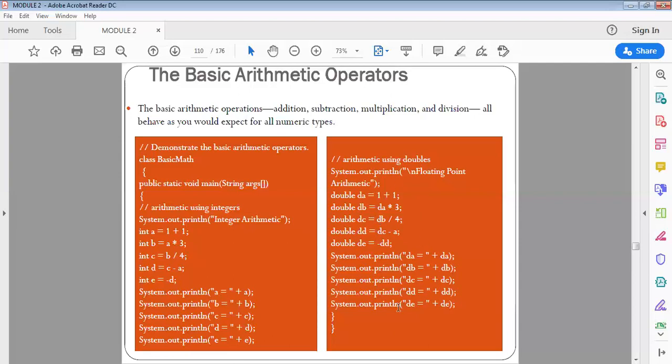Similarly, you are taking the same thing, but you are making use of the double data type. Double comes under floating data types. The only difference is that everything will be done with fractional and decimal points.